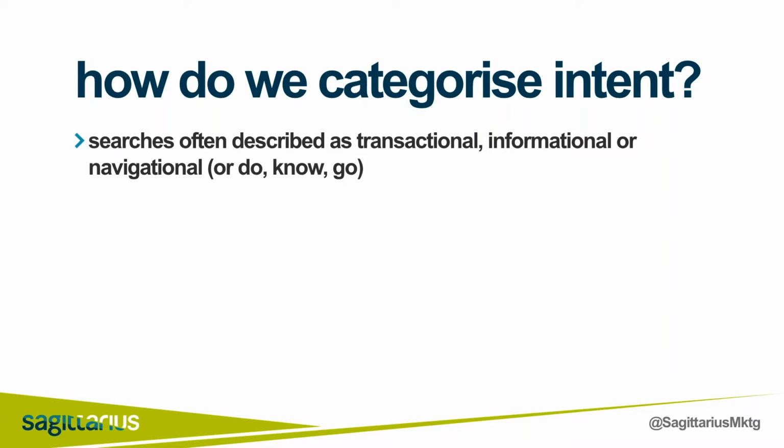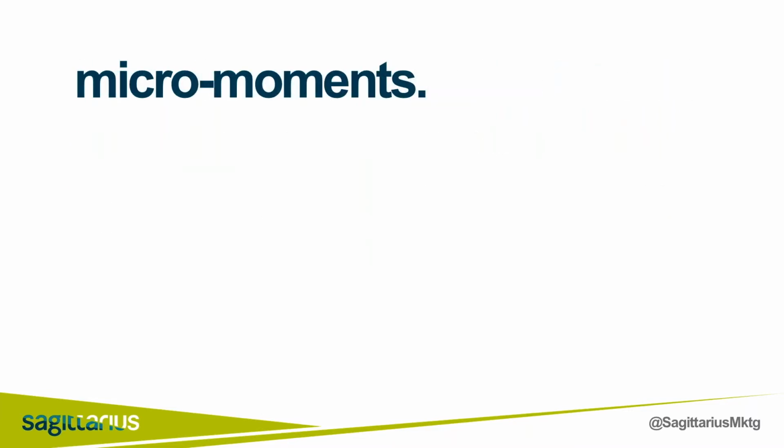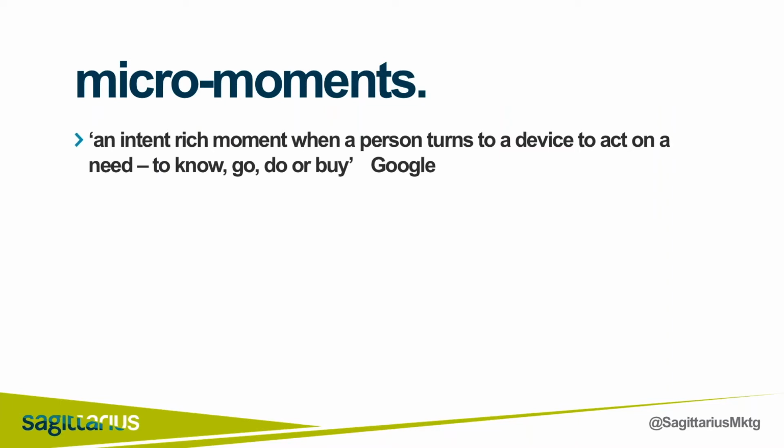But in a world where mobile search has grown drastically and the immediacy of people wanting results has also changed, we now have things called micro moments that Google has defined. And for the purpose of this webinar, that's what we're going to focus on. So what are micro moments? Google defines them as an intent-rich moment when a person turns to a device to act on a need, so to know, go, do, or buy. So you can see they've split them out a bit more now.